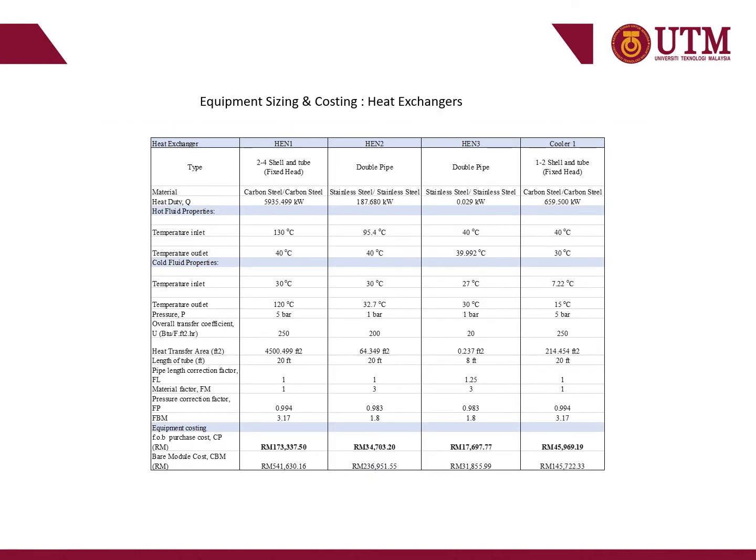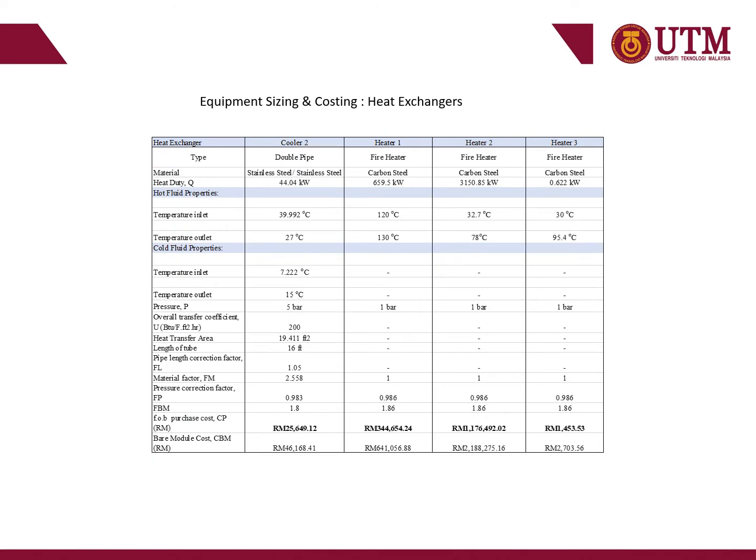Next is our heat exchanger. In total, we have 3 heat exchangers, 2 coolers, and 3 heaters. The material used for the construction of the heat exchanger was chosen after careful consideration of the probability of corrosion occurring. We calculated the area needed and also the costing for it. From here we can see that the fired heater was constructed using carbon steel, and this is the costing for it as well.